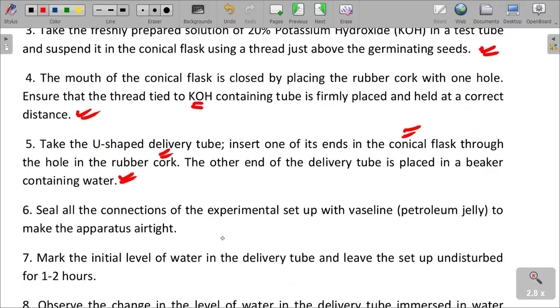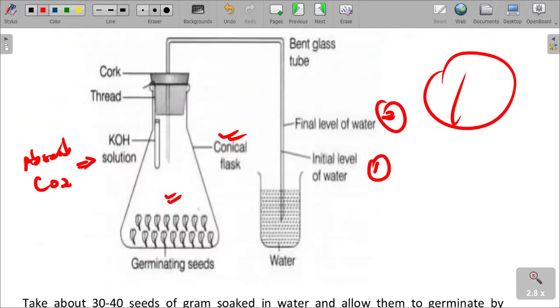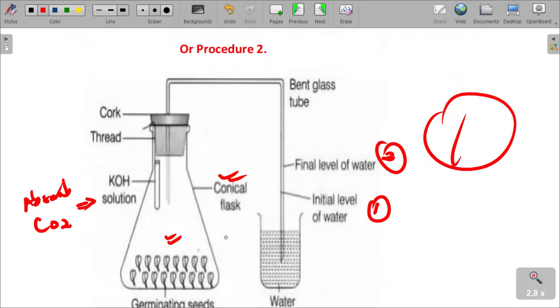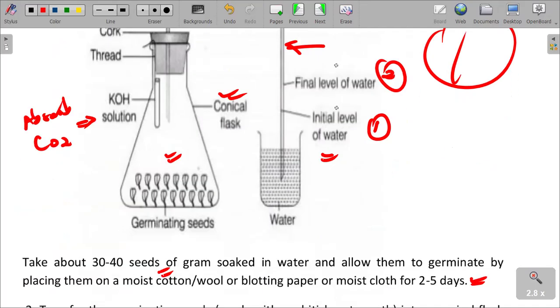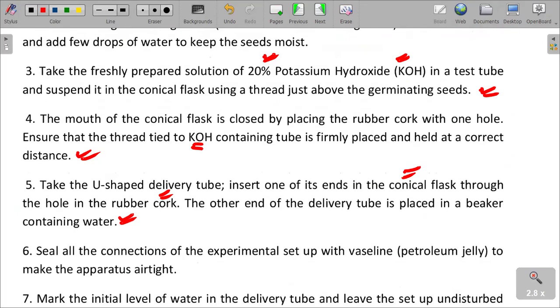Are we seeing this, class? The tube is connected through the cork to the conical flask and then to the container containing water. That is what we are talking about, the bent tube connected to this. And then what happens next?